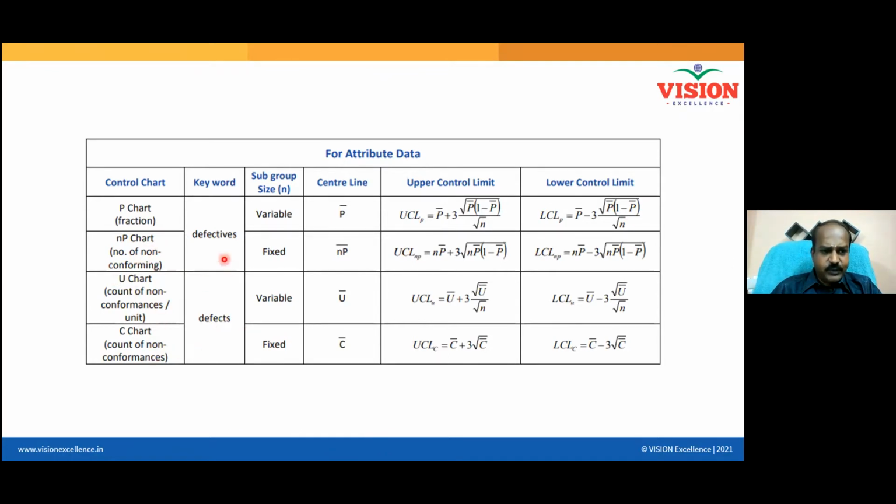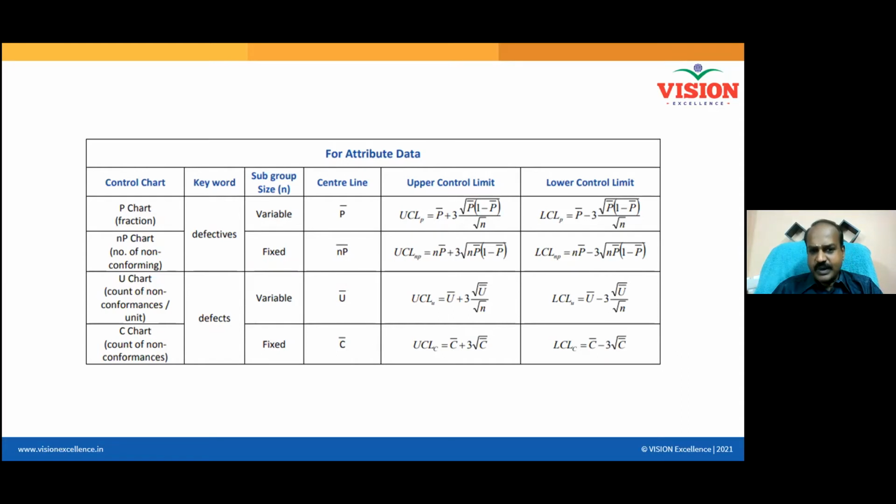And within defectives, the difference between P and NP is when your subgroup size is fixed, you can go for NP. When subgroup size is variable, go for the P. Similarly, within defects, when your subgroup size is fixed, go for the C. When subgroup size is variable, go for the U, right?